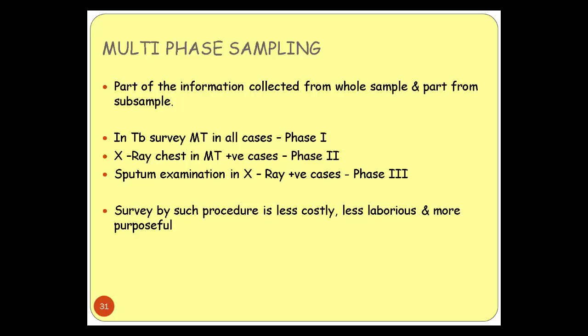Part of the information is collected in a whole sample and part from a subsample. In this way, in the first phase, there are some surveys handed out, and in phase 2, there are x-rays given to some of the cases, and then finally in phase 3, there's a sputum examination within some of the x-rays and some of the cases. Surveying by this procedure is less costly, less laborious, and more purposeful.